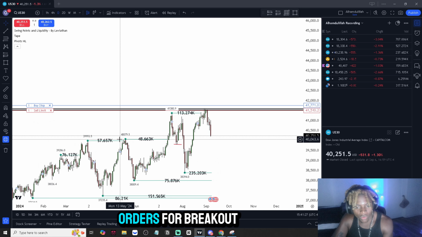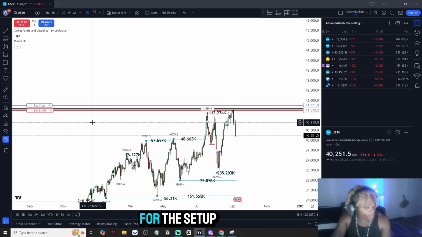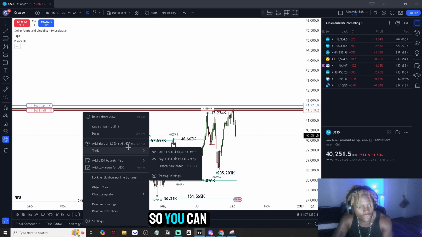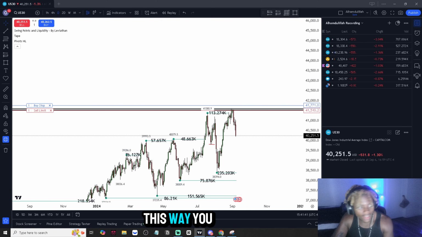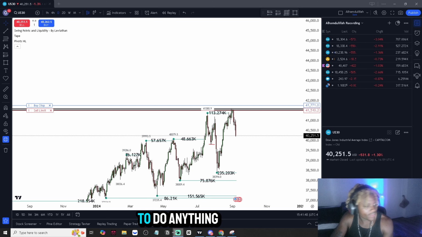So you can use limit orders for breakout setups and stuff like that, or just put them on support and resistance setups and wait for the setup yourself. You can also set alerts near your limit orders too. So you can right click your screen, add an alert, and set it right near your limit order. This way, you're going to be able to be alerted like, oh, okay, I'm entered now. And you didn't even have to do anything. So limit orders pretty much allow you to have completely hands-free trading, and market orders are going to have you be a little bit more active, and you're going to have to actually click the button to enter.